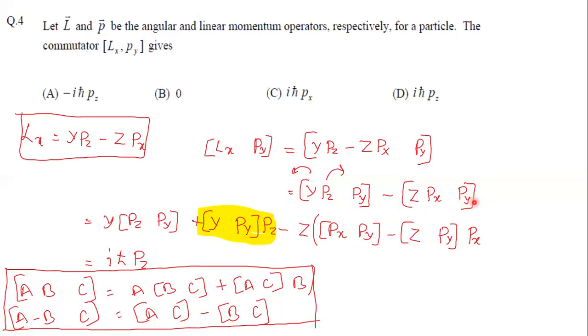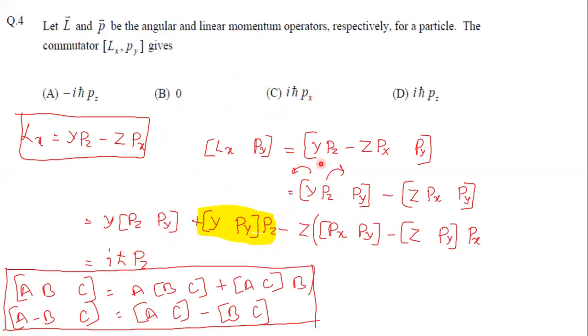Similarly, the commutator of the product of two operators with one more operator is again expanded according to this formula and written here. In this case, all the commutators, [pz, py], [px, py] and [z, py], become 0 except the one which is highlighted, because the position and momentum in the same direction don't commute, so this is not equal to 0. The value of [y, py] is i h bar. So the answer for this question is i h bar pz.